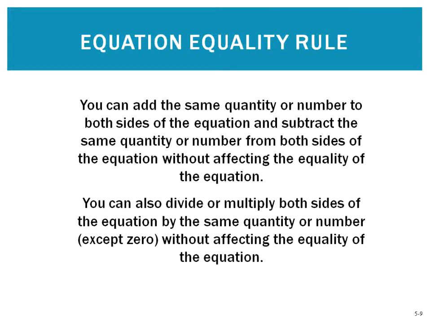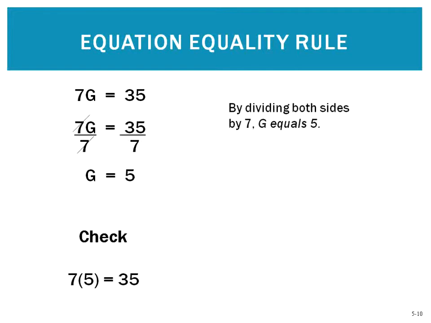You can also divide or multiply both sides of the equation by the same quantity or number, except 0, because anytime you multiply anything by 0, the answer is 0, and then you just nullify everything. So don't do that, without affecting the equality of the equation. This will make more sense as we do some practice problems, okay?